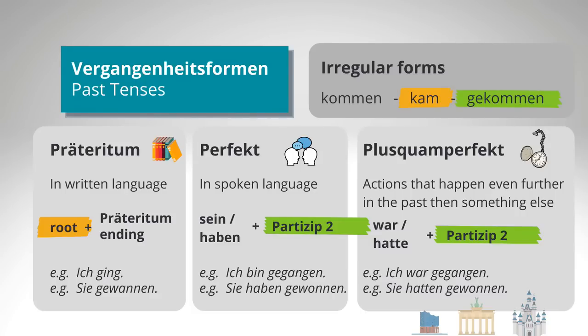And that's basically it. That's all you need to know about the past tenses in German. 1, they are only half of the amount of the past tenses that we have in English, so 3 instead of 6. 2, the Perfekt is the most used one and it's used in spoken language, while the Präteritum is mainly used in written language, and the Plusquamperfekt is only used for actions that happen even further in the past than something else. And 3, their formation is actually pretty close to English, but there is a difference, because German verbs need to be conjugated, just like sein and haben, our auxiliary verbs, need to be conjugated.